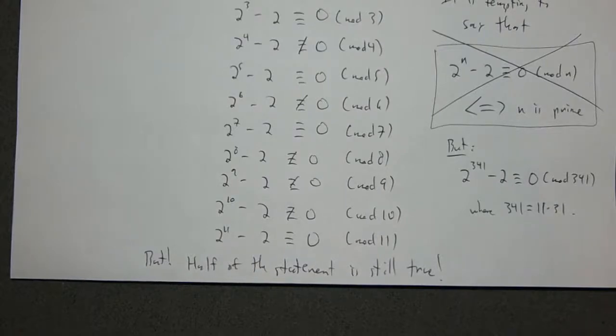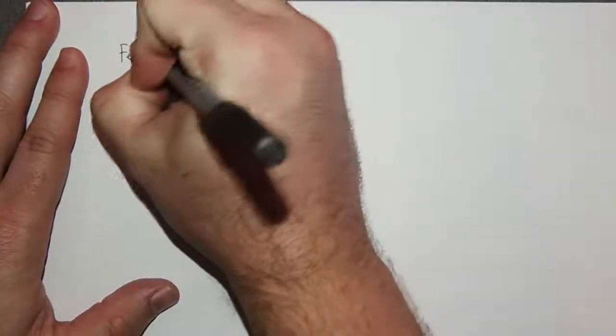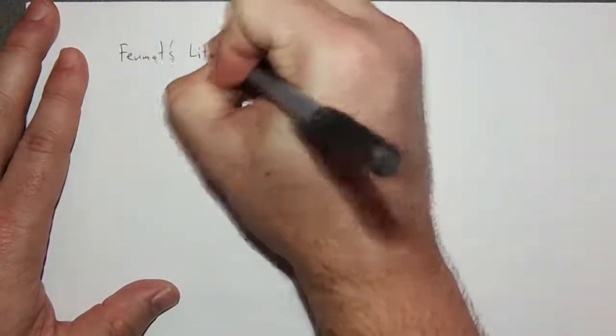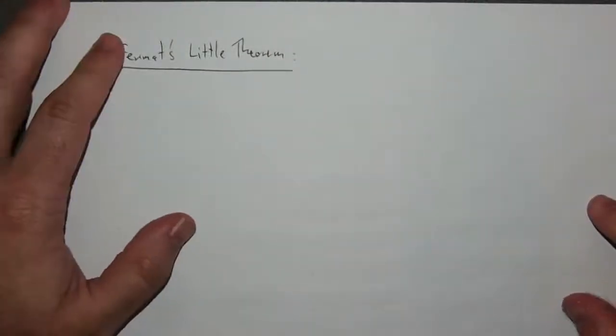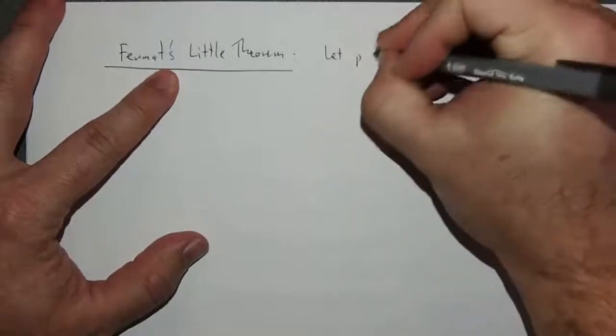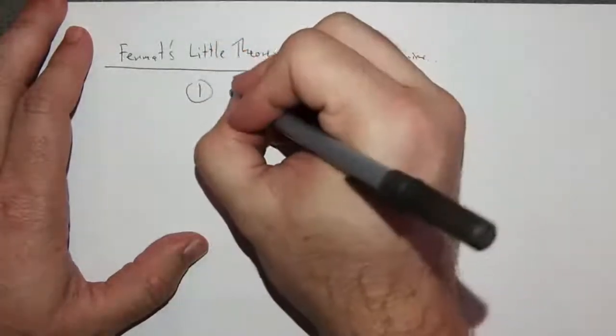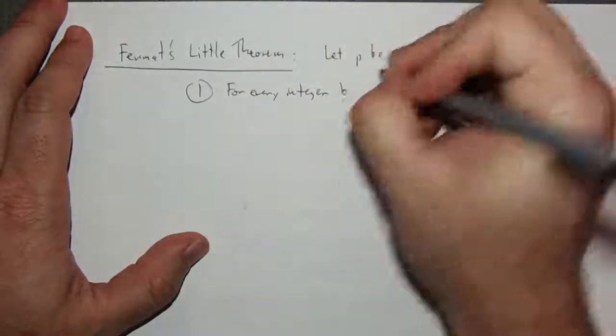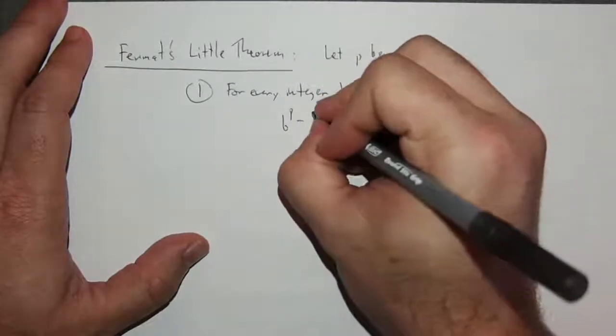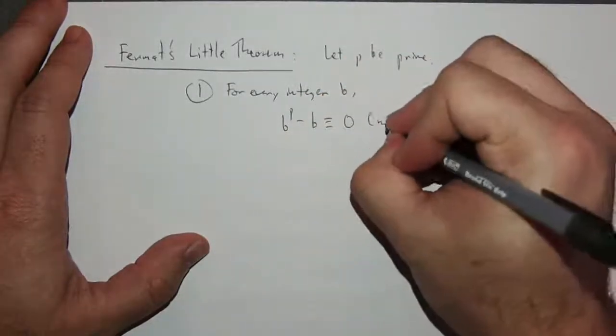In fact, it's better than that. We just did this for two. So there's a more general statement we can make. Okay, so this is Fermat's little theorem. Let p be prime. So first part, for every integer b, b to the p minus b is congruent to 0 mod p.